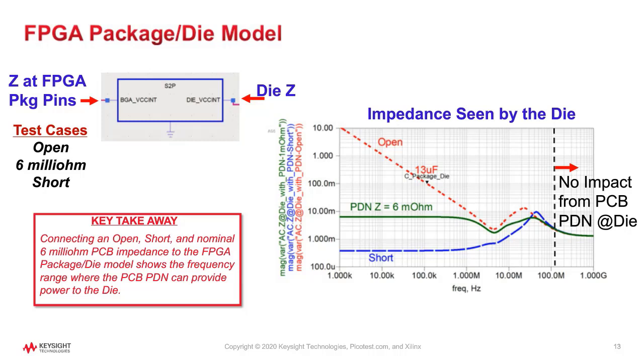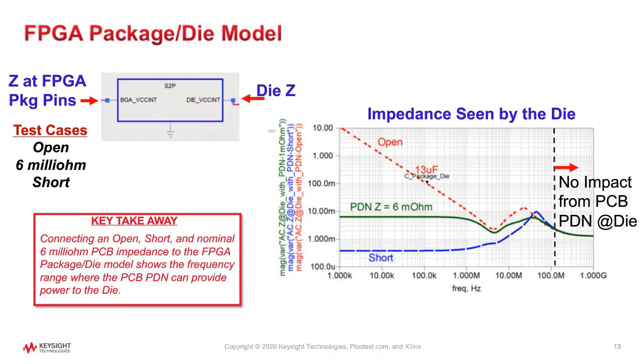The plot on the right shows the results. The simulation with the pins left open at the FPGA package, dotted red trace, shows that there is 13 microfarads of internal capacitance to deliver power at the higher frequencies as indicated by the downward capacitive slope. The short, with the dashed blue trace, clearly shows a parallel LC resonance around 45 megahertz due to the package inductance going into the die in parallel with the on-die capacitance.